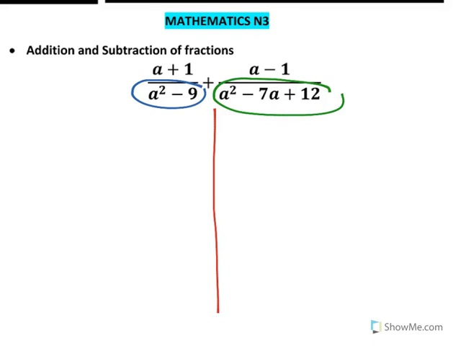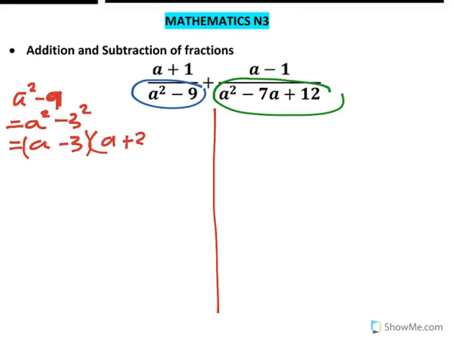Now let us look at a squared minus 9. A squared minus 9, if you can remember, is a difference of two squares, which is a squared minus 3 squared, which is a minus 3 and a plus 3. So we can factorize that into a minus 3, a plus 3.